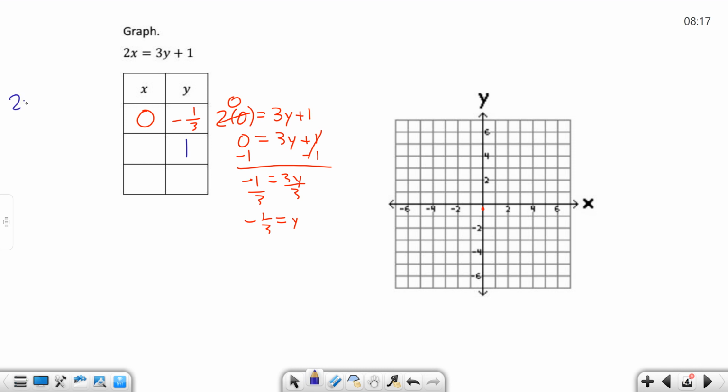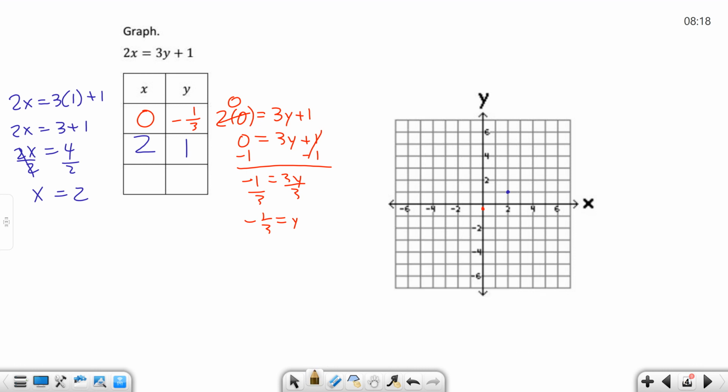So here in blue, I'm going to say 2x equals 3 times 1 plus 1. So 2x equals 3 plus 1. 2x equals 4. Divide by 2, and x equals what? 2. So now this is an ordered pair, right? That's 2, 1. That's a point on the graph. 2 on the x, 1 on the y. There's a point.